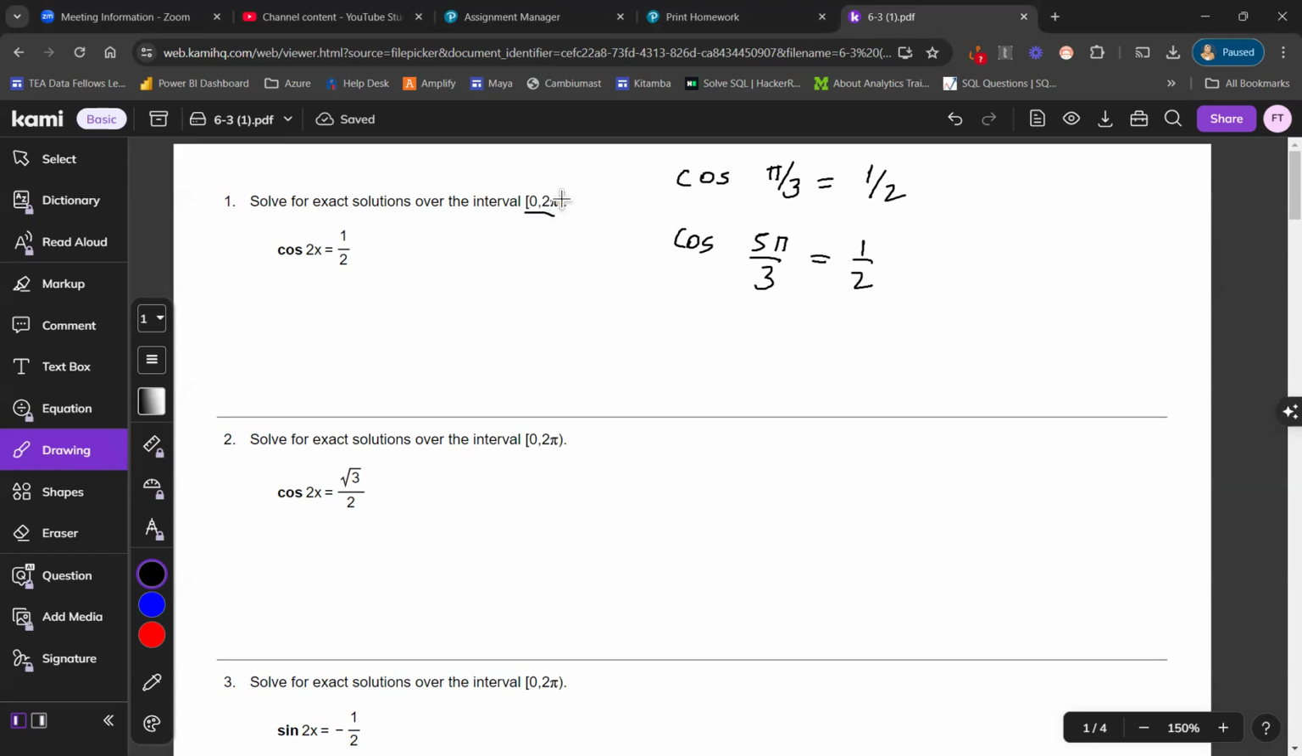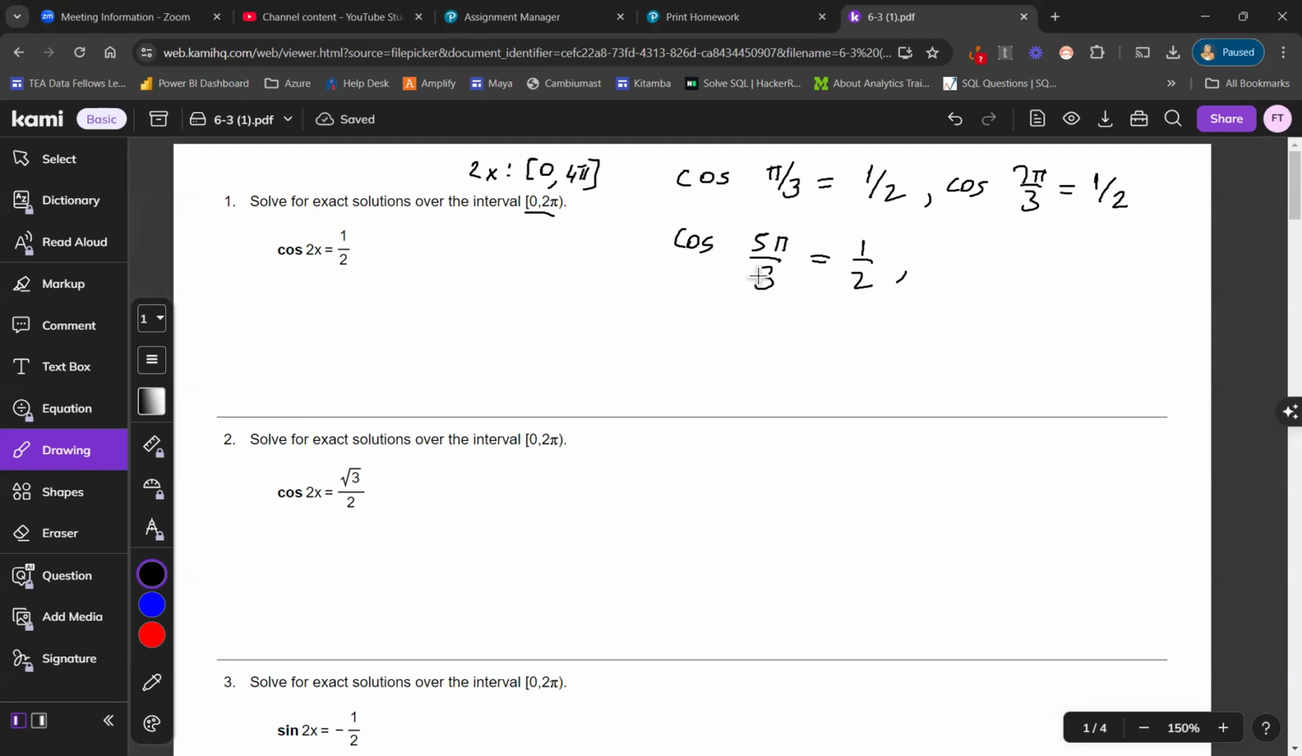But again, this interval belongs to x. So for 2x, if we modify this interval, 2x can be anywhere from 0 to 4 pi. So I have to get two more angles. Cosine of 60 degrees: when you finish your full rotation, 360, and add 60, that is 400. 400 is 7 times 60. 7 pi over 3 is going to have the same 1/2.